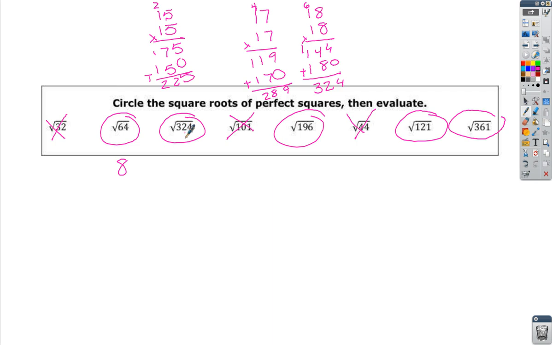Okay, so the square root of 324 is 18. The square root of 196 is 14. The square root of 121 is 11, and the square root of 361 is 19.